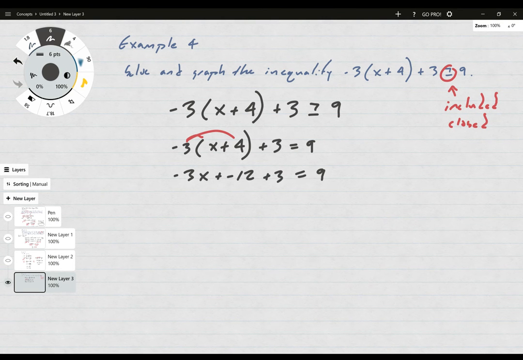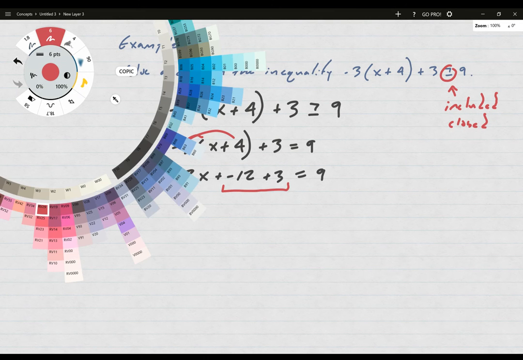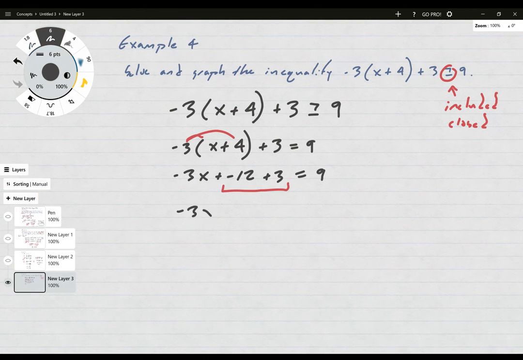So now I have negative 3x plus negative 12 plus 3 equals 9. Now I need to combine like terms. You can only combine constant terms and you can only combine variable terms. So in this case, I have two constant terms, negative 12 and positive 3. So I'm going to add those together. So now I have negative 3x, negative 12 plus 3. That is going to give me negative 9. Negative 12 is farther from 0, so the difference is going to be a negative amount.